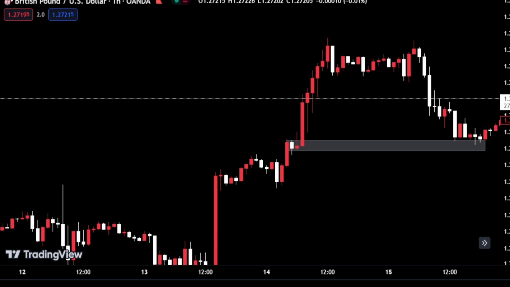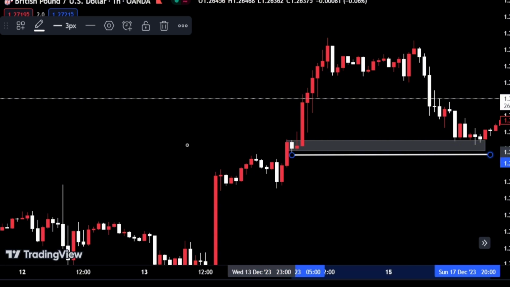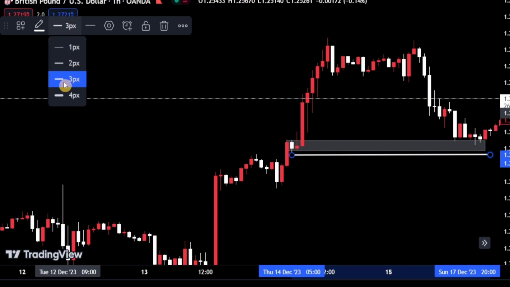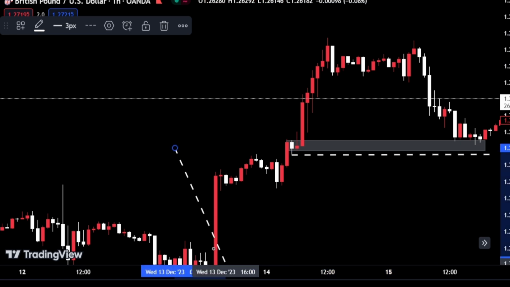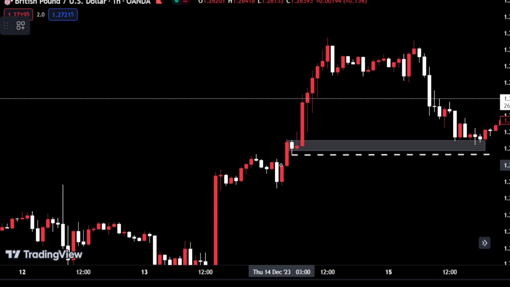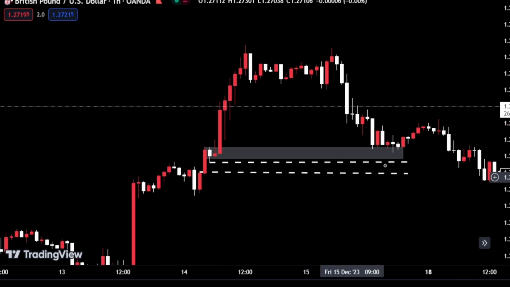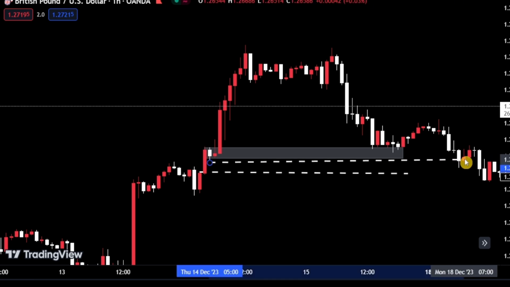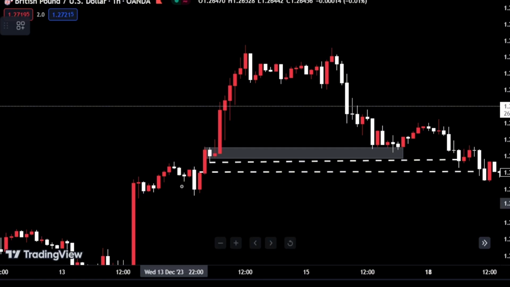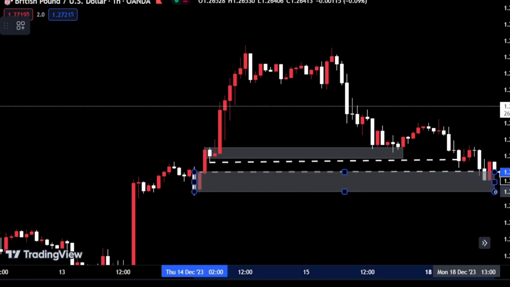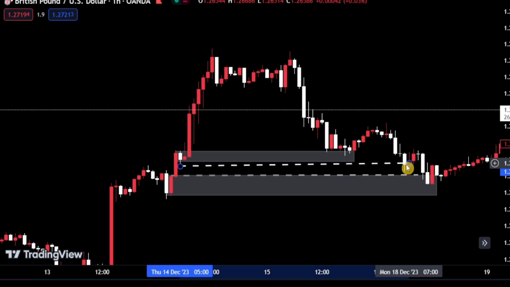Because of the fair value gap which we have right here. Okay, so you're looking at that fair value gap. Let me just finish marking it. You can see that fair value gap. That means the market has to trade into that fair value gap and respect the demand zone, which is underlying the fair value gap. You see how the market traded into the fair value gap, right?